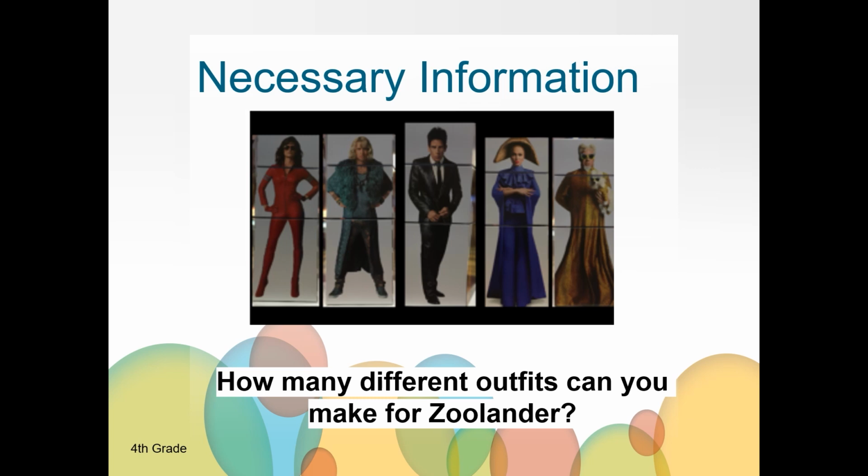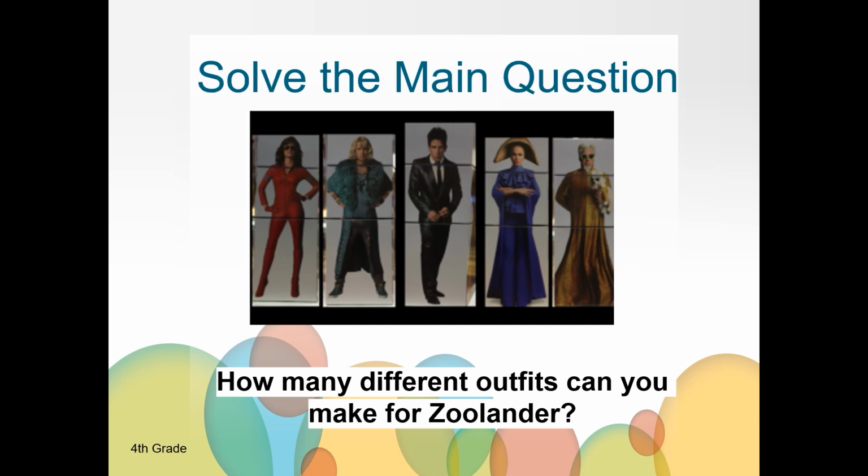There are 5 people on the display. So how many different tops are there? There are 5 different tops as options. How many different bottoms are there? There are also 5 bottom options as well. Now that you have this new information, try to solve the problem. How many different outfits can you make for Zoolander? Use your picture, paper, and a pencil to help you solve.